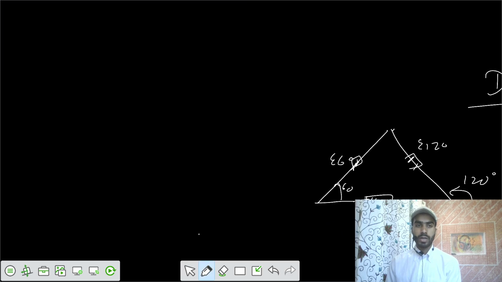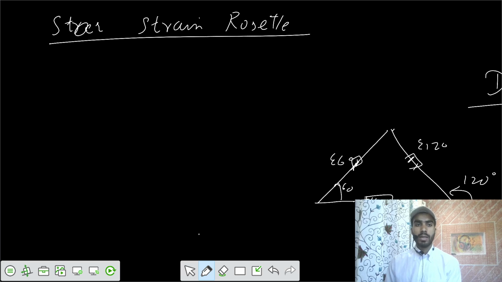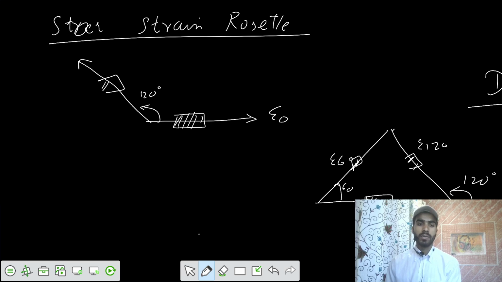Next one is the star strain rosette. In this one we have three normal strain gauges at an angle of 120 degrees. So E0, then this is 120 degrees, and the third one is at an angle of 240 degrees. So we'll write it as E240, E120. This angle from horizontal, anti-clockwise, is 240.